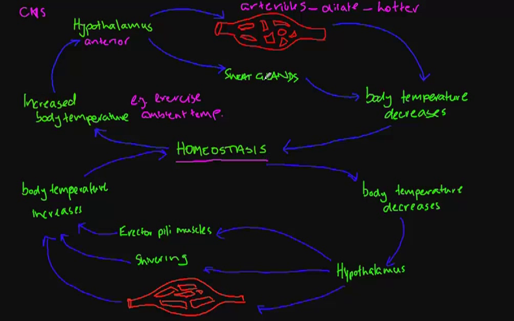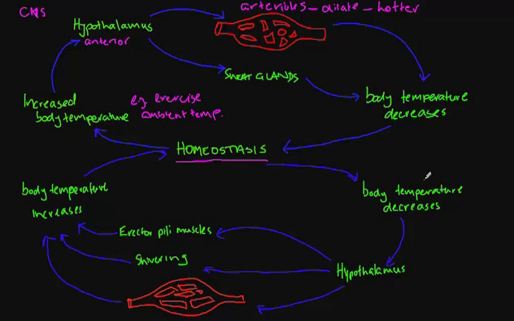The other pathway that occurs is sweat glands. The hypothalamus sends a response from motor neurons to the sweat glands to initiate sweating. Sweating on the skin, the energy required for water to turn into gas takes heat away from the skin, body temperature decreases, and we return to homeostasis.